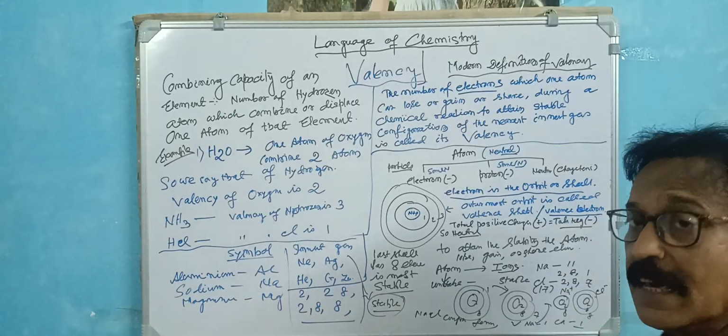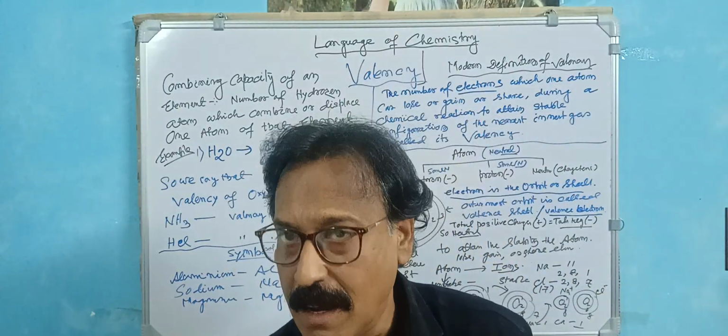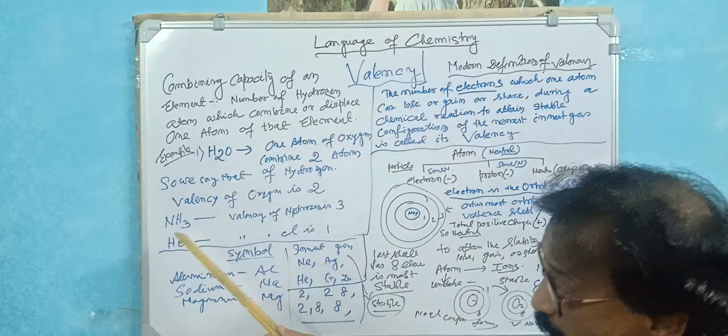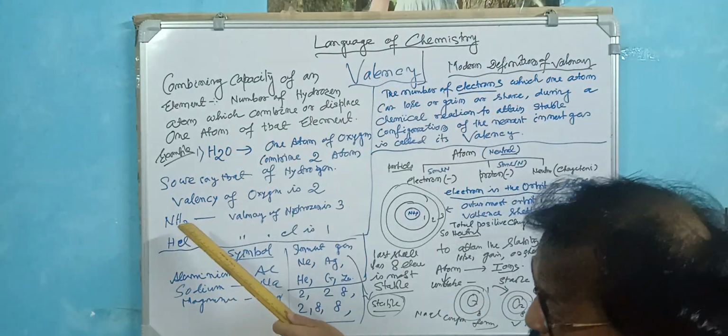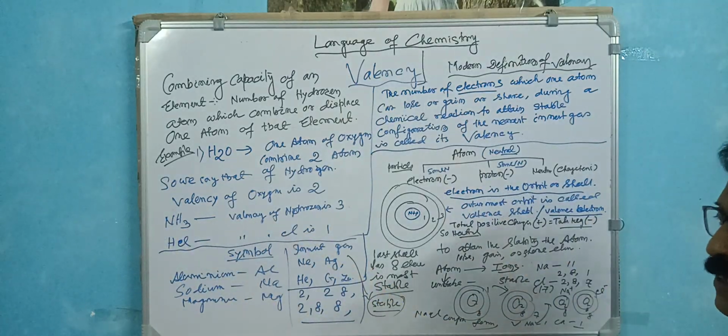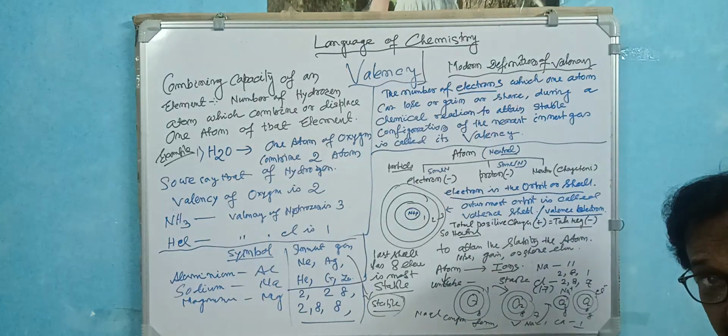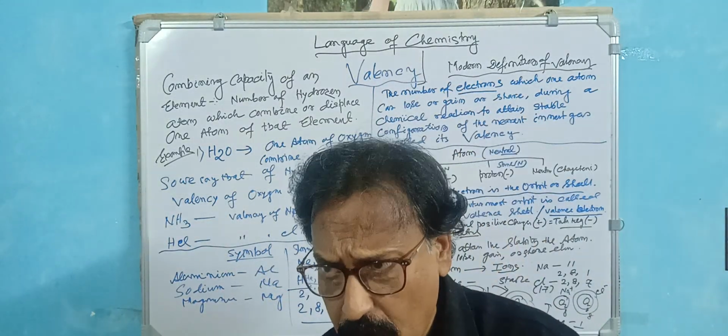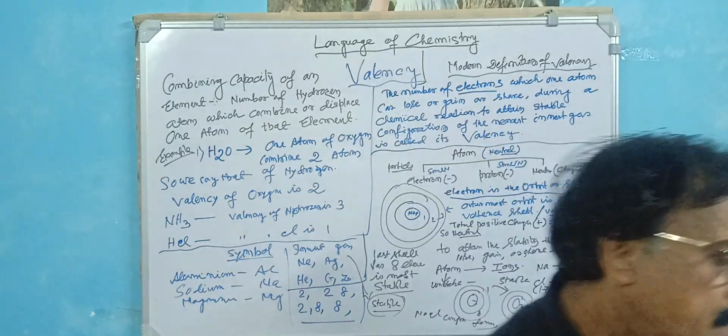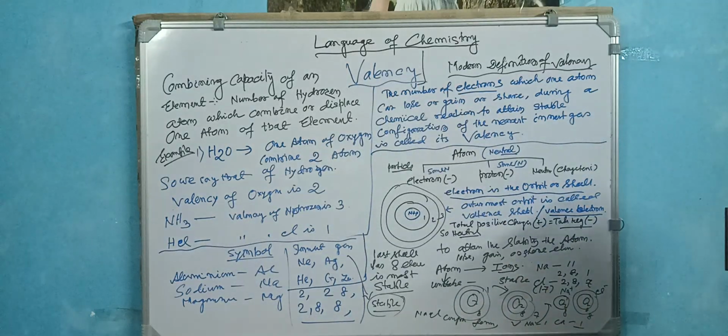Here is NH3. You know NH3 means ammonia, the gas. So here one nitrogen atom combined with 3 hydrogen atoms. So the valency of nitrogen is 3 for that reason. Very simple, just to understand properly. Very interesting thing, just to grow interest.